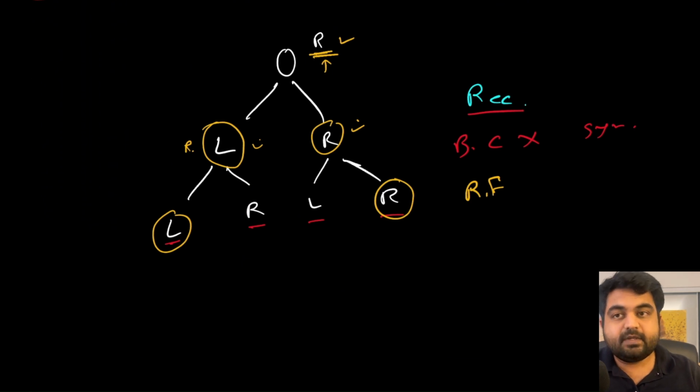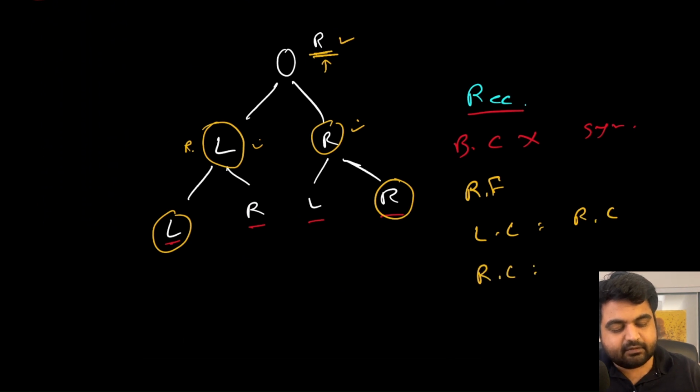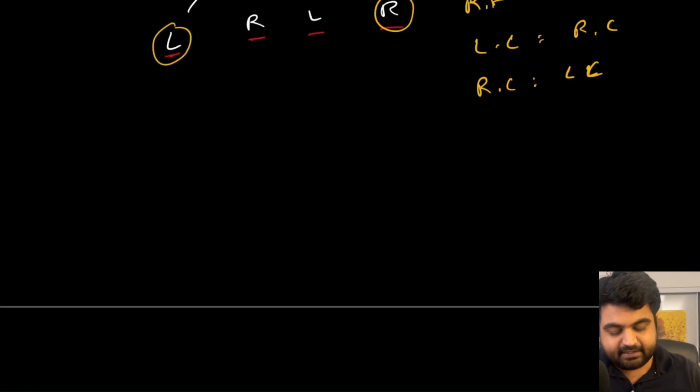So this is going to be our condition: the left child is equal to the right child and the right child is equal to the left child. This condition has to be satisfied, and only then can we keep on repeating the same process in a recursive manner. And basically that's it. So just the way I explained that, let's understand this with an example.